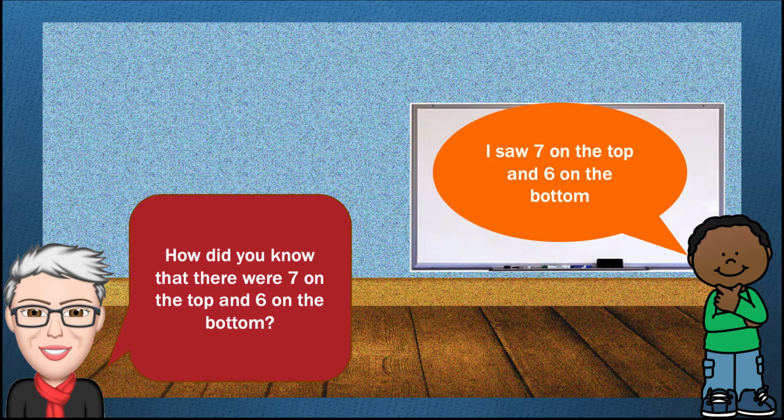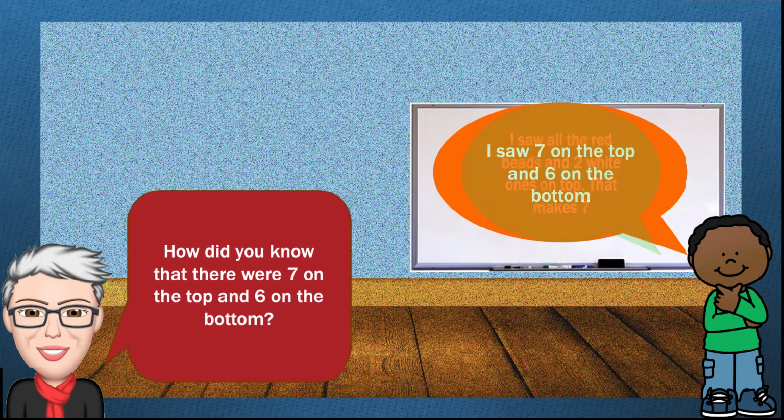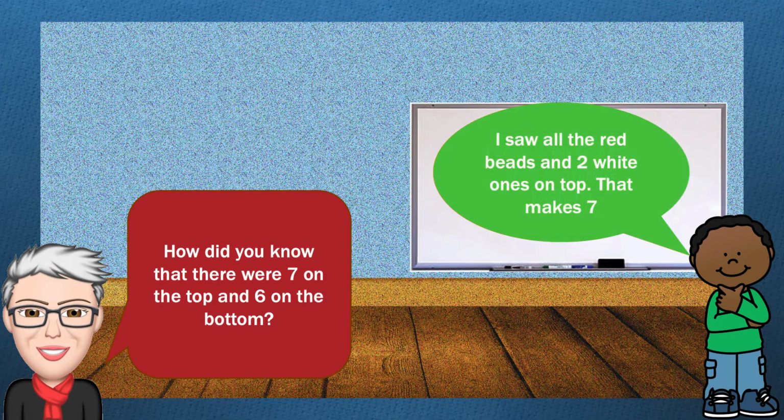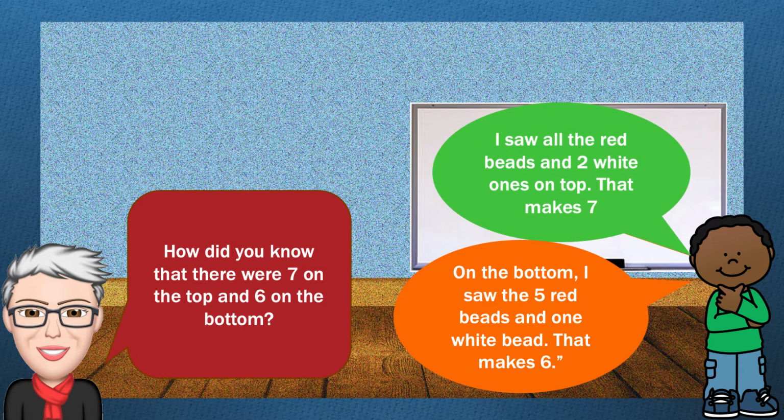By this time in the sequence, we would anticipate that Antonio might say, I saw all of the red beads and 2 white beads on top. That makes 7. On the bottom, I saw the 5 red beads and 1 white bead. That makes 6. Now the teacher might call on other students to give their explanations of what they saw and how they figured it out.